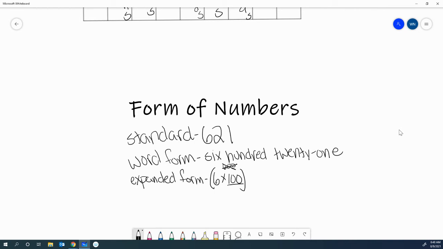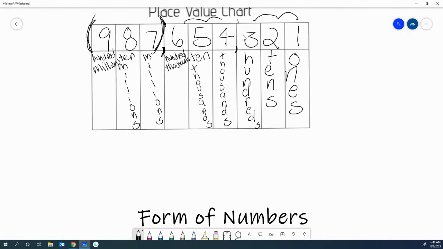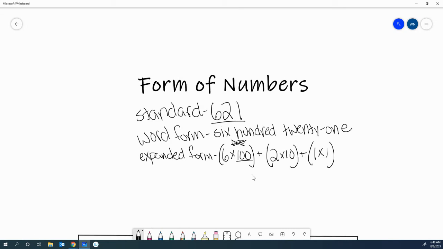So 6 times 100 plus 2 times 10 because the 2 is in the tens place, plus 1 times 1 because there is a 1 in the ones place. And that's why we went ahead and made the place value chart. So you can take the number 621, go back up to your place value chart, and really see the 6 would be here in the hundreds place. So it's 6 times 100.